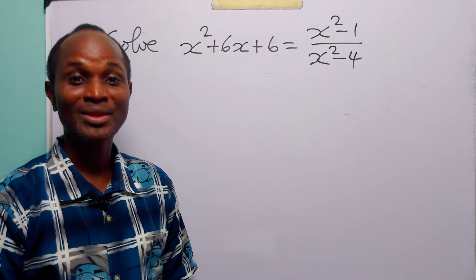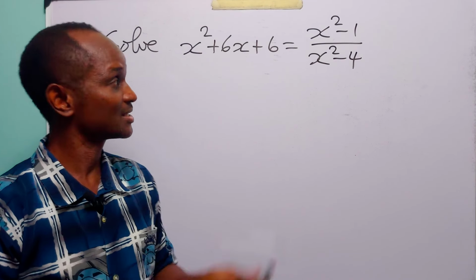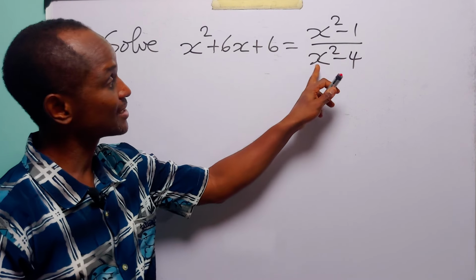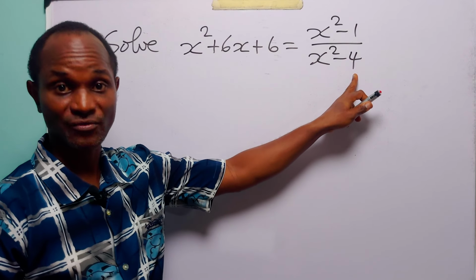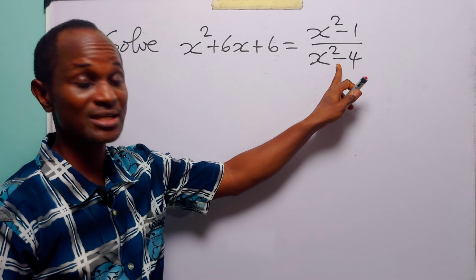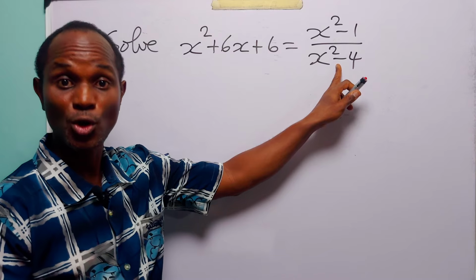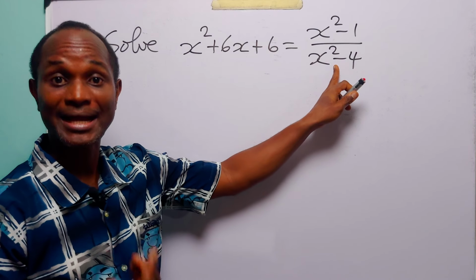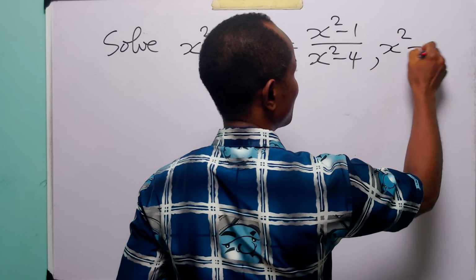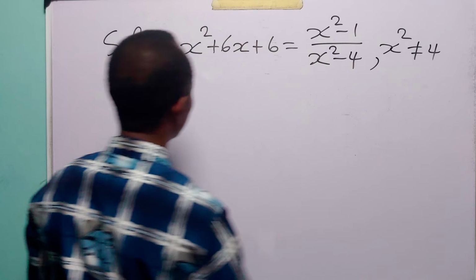Hello and welcome. If you can solve quadratic equations, then you can solve this equation. But first, let us remember that x squared must not be equal to 4. Because if x squared is equal to 4, then this denominator is going to be equal to 0, and you know that we cannot divide by 0. So we have that x squared must not be equal to 4.